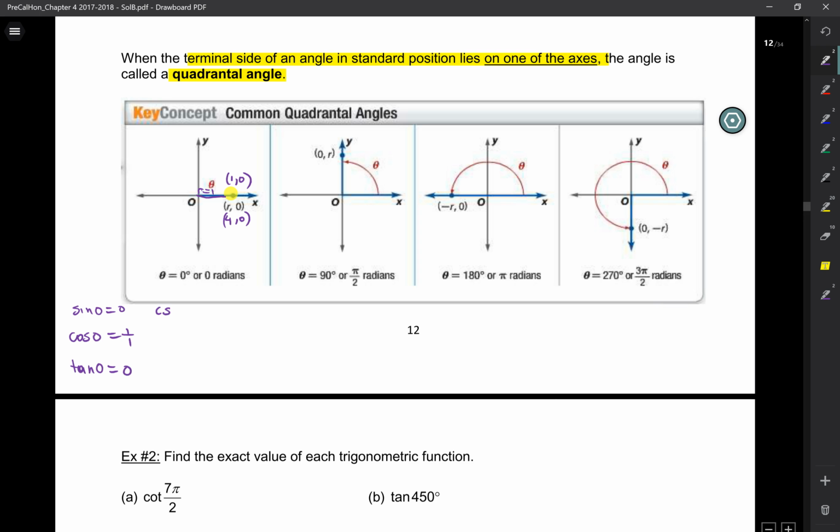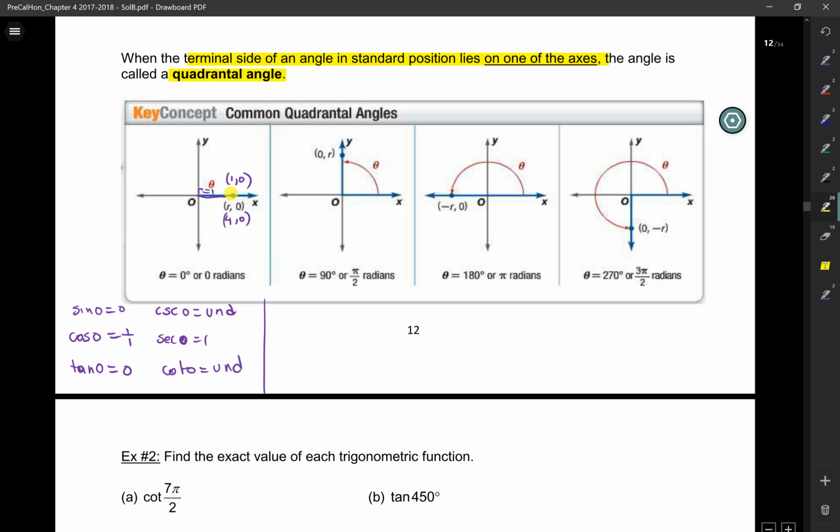Okay? How about cosecant then? Cosecant, I hear undefined. Cosecant is 1 over the sine, 1 over 0. So it's got to be undefined. How about secant? 1. And what about cotangent? Undefined. All right?